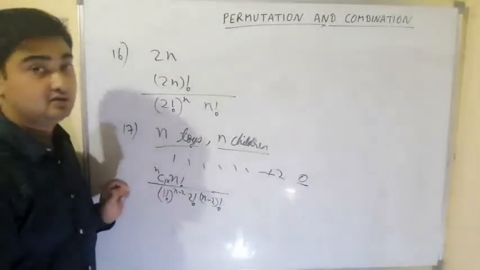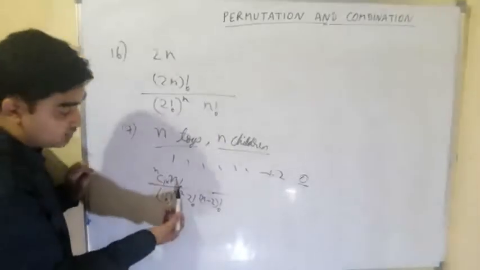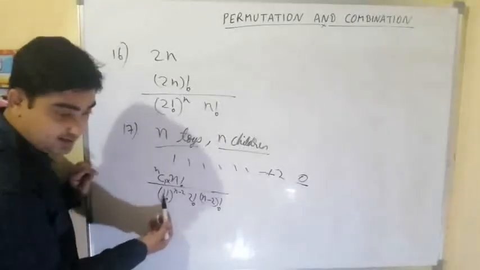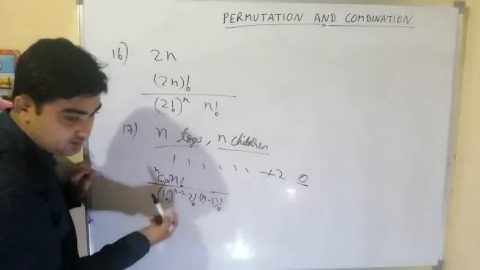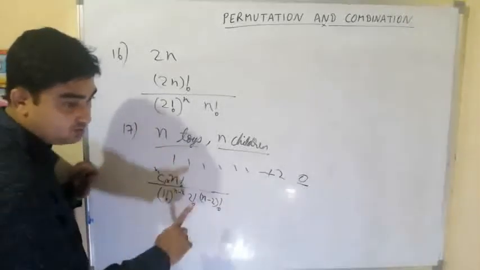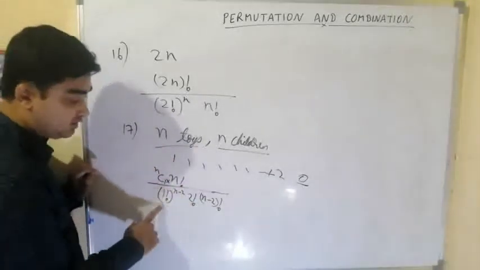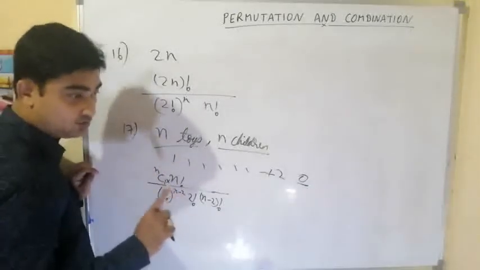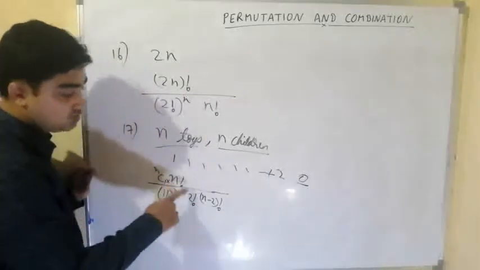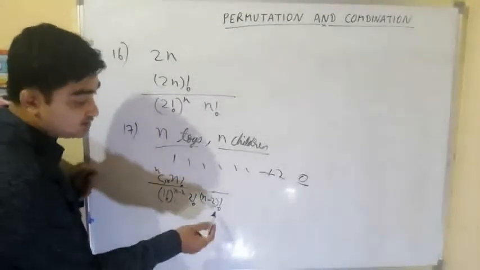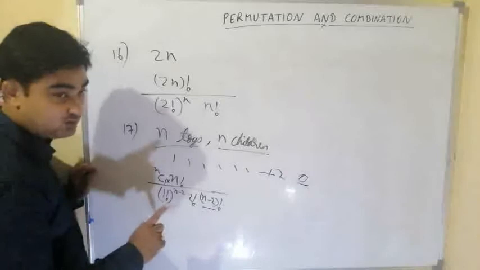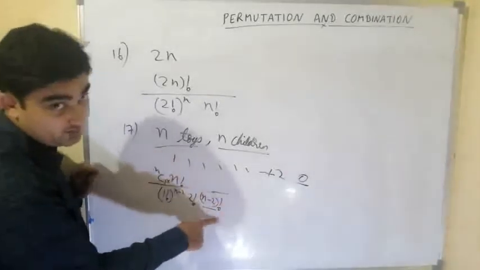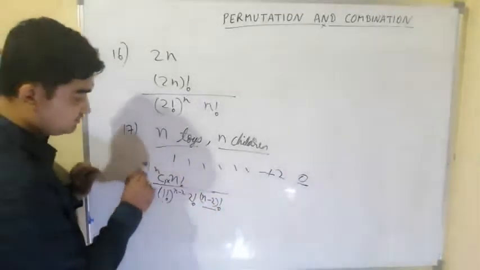So nC1 ways to select that child, and then this is the number of ways in which we can divide in groups. How? Total n things, n factorial divided by the size of the group. There are how many groups of size 1? n minus 2 groups. So 1 factorial power n minus 2. There is one group of size 2, so divided by 2 factorial. The size of n minus 2 groups is the same, that is 1, so divided by n minus 2 factorial. So this is the answer.